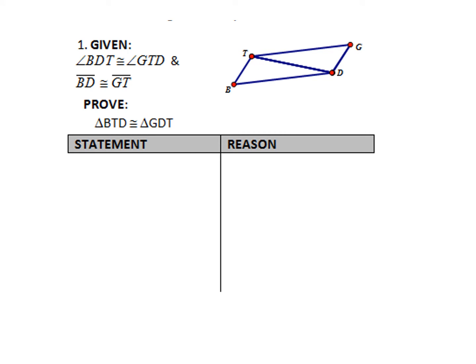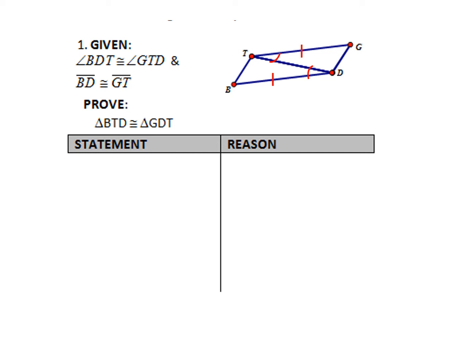So now I'm going to show you a little bit about what a proof is. We are just going to label diagrams and say how to prove this here, but I am going to show you a little bit about what the actual proof would look like. So anytime you're given information, you're going to label that in your diagram first. So notice I labeled angle BDT is congruent to angle GTD. I have segment BD is congruent to segment GT, so I'm going to label those next.